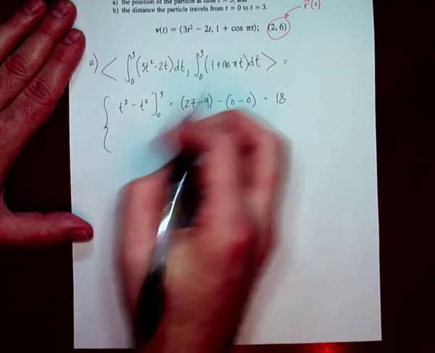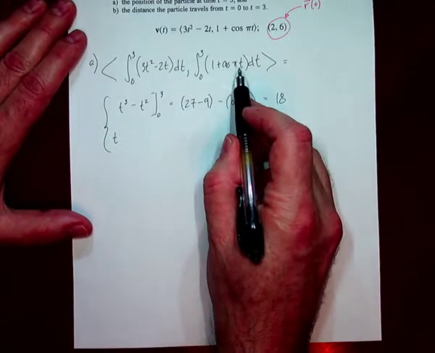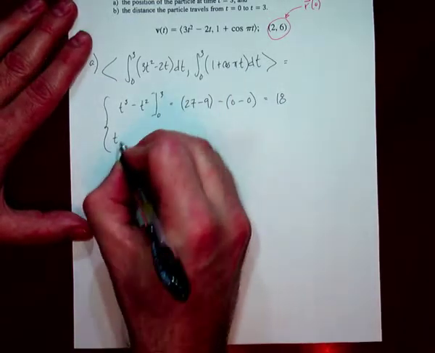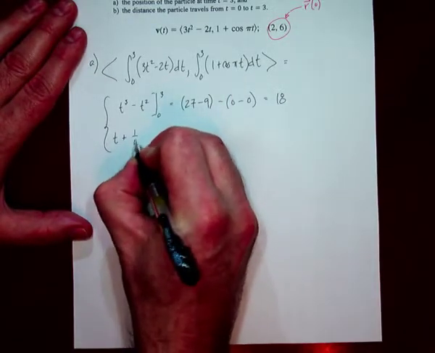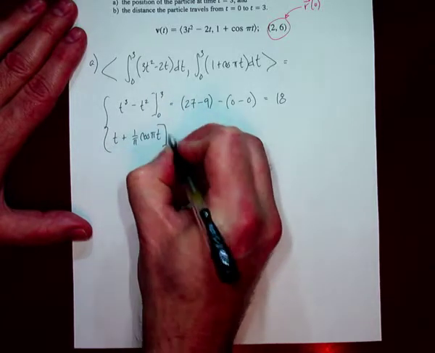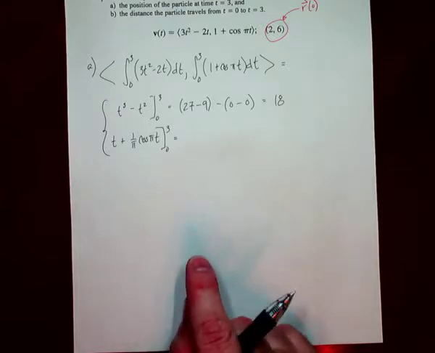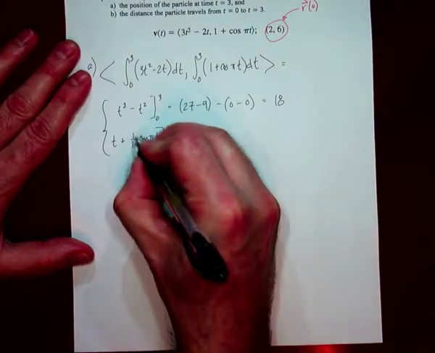Now this one winds up being t. Now notice that there's no pi out in front of the cosine pi t, so it's unfortunate, but I need 1 over pi sine pi t from 0 to 3. Now the great thing is that they're basically going to, oh sorry, this is supposed to be sine.